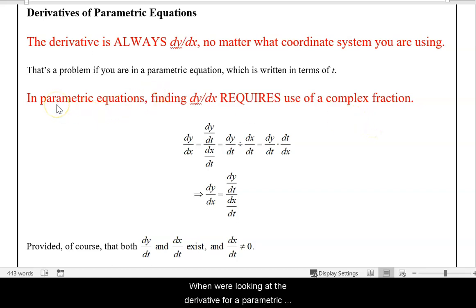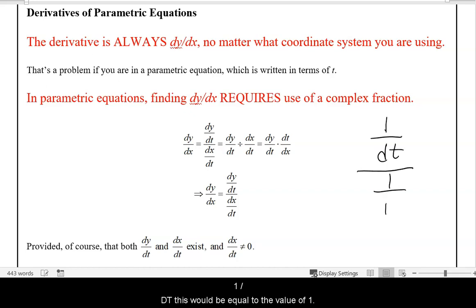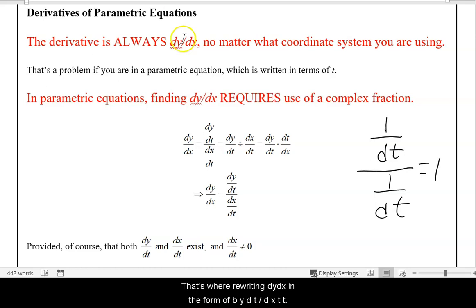When we're looking at the derivative for a parametric equation, since the derivative is always dy dx, we can use complex fractions to rewrite dy dx as dy dt divided by dx dt, since of course, if we were to abuse the notation, which remember is a very common thing to do, if we did 1 over dt over 1 over dt, this would be equal to the value of 1. Thus, we're rewriting dy dx in the form of dy dt over dx dt.